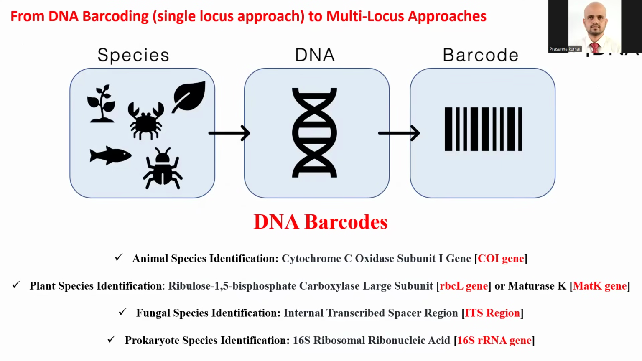In the single locus approach, to identify a particular species, you just sequence a particular gene, compare it to the database, and then you know what species it is. For example, in bacteria, 16S rRNA has been used as a single locus barcode for a long time now. Is it sufficient? Maybe not.